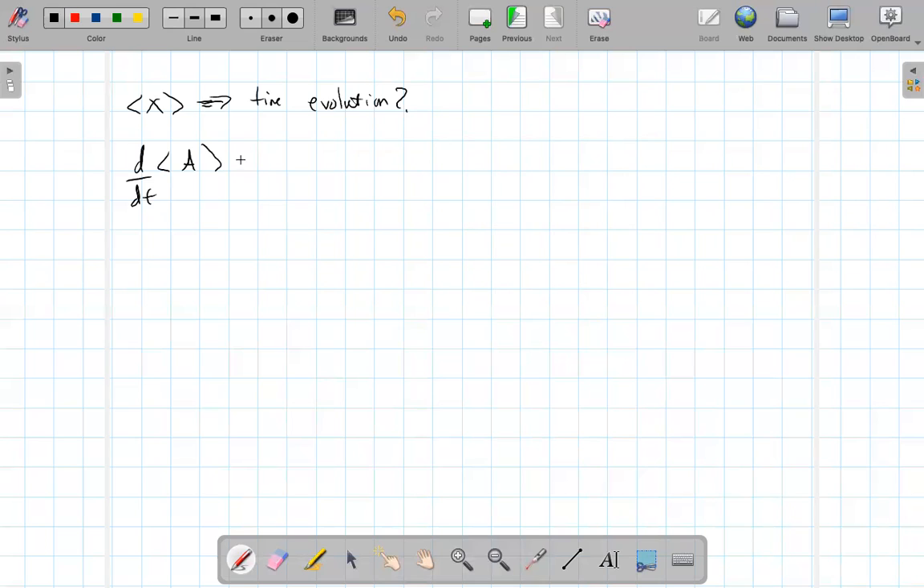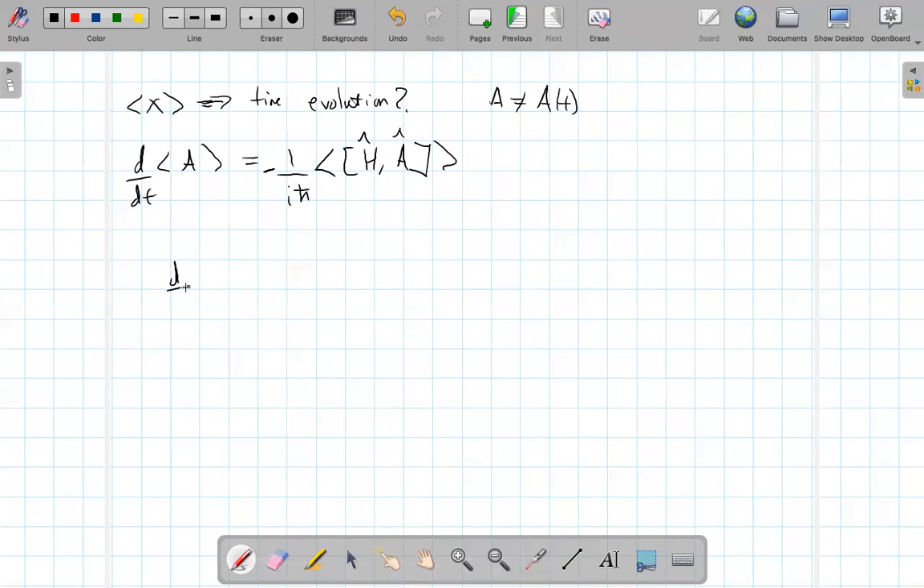So remember, if I want to know the time evolution of some expectation value, then this is equal to 1 over i h bar times the expectation value of the Hamiltonian commuting with the operator itself, A. And this is assuming that the operator A is not time dependent. Otherwise, if it was time dependent, then we would have some extra term which has to do with the partial derivatives. But remember, sorry, we got a negative sign here. There we go. So this is our time evolution of the expectation value.